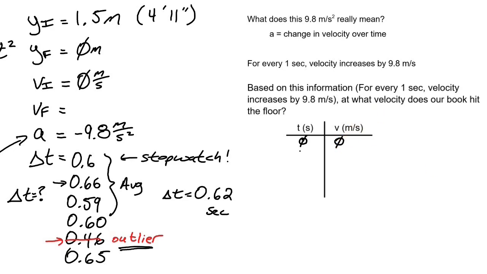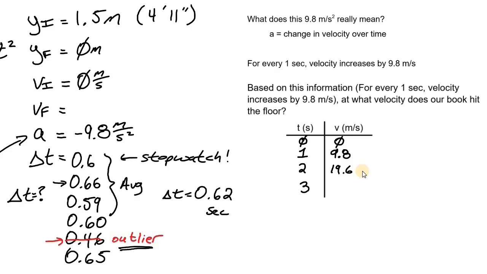Okay, so based on our definition, for every 1 second, the velocity increases by 9.8 meters per second. After 1 second, what's the book's velocity? Oh, it's 9.8 meters per second. After 2 seconds, once again, for every second the velocity changes by 9.8 meters per second, so what is the velocity of the book? 19.6 meters per second. And what did I do there? Well, we have 9.8 plus another 9.8, or 9.8 times 2, which gives us 19.6, and that's the velocity.